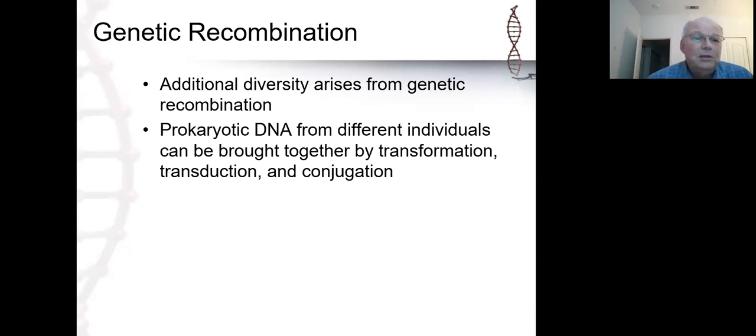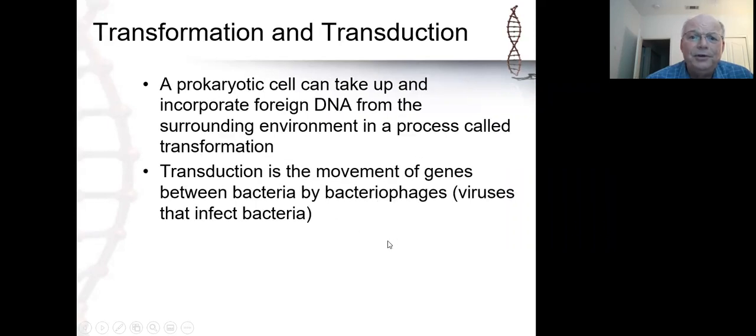So transformation is the uptake of DNA from the environment. Transduction uses viruses, or specifically bacteriophages, as vectors to transfer bacterial DNA from one cell to another, and I'll show you how that works. And then conjugation is probably as close as you're ever going to get to bacterial sex. This is where you've got direct DNA transfer from one bacterial cell to another via a physical connection between the two cells. So let's take a look at these three forms of DNA transfer.